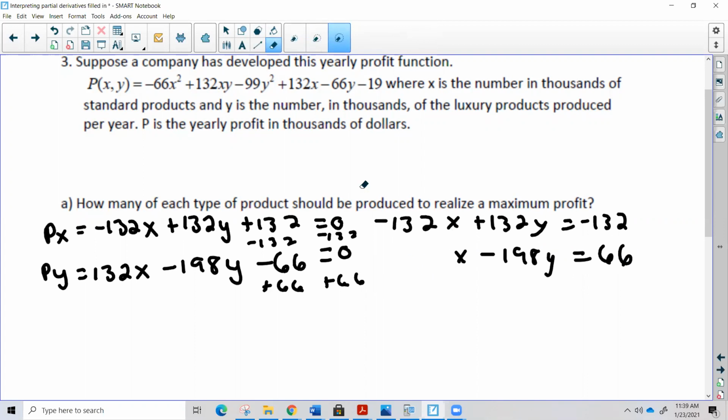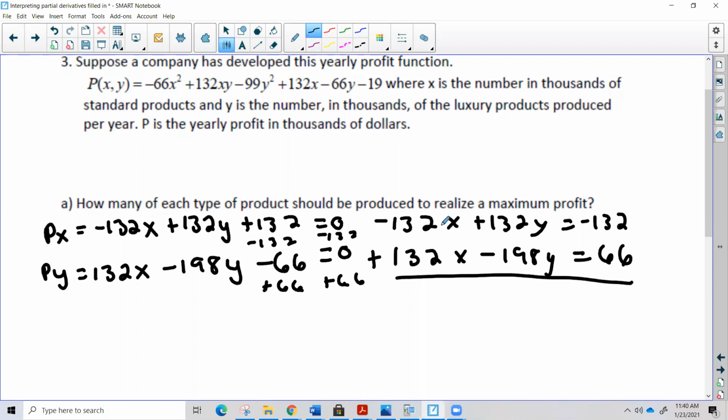Okay, so the goal here is to get the X's or the Y's to add to 0, which means they cancel out, and then we can solve for the other variable. To do that, we need the coefficient of either the X or the Y to be the same number with opposite signs, which does happen with my X's, so I don't have to do any work to make that happen, and I can just add the two equations. These add to 0, so we cross it out. 132Y plus the negative 198Y is negative 66Y. And negative 132 plus 66 is also negative 66.